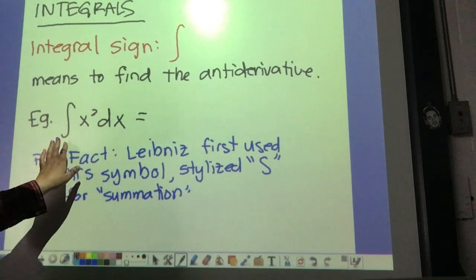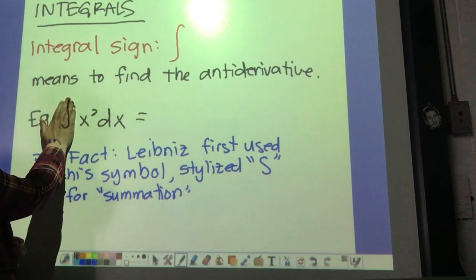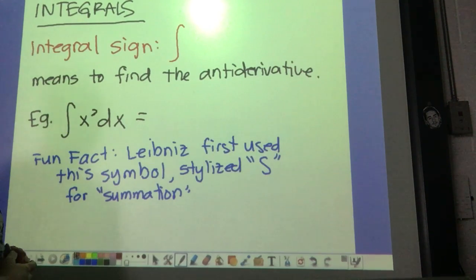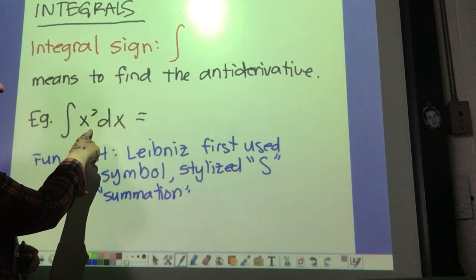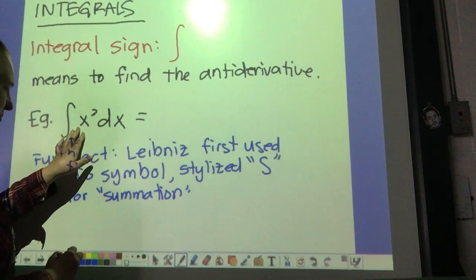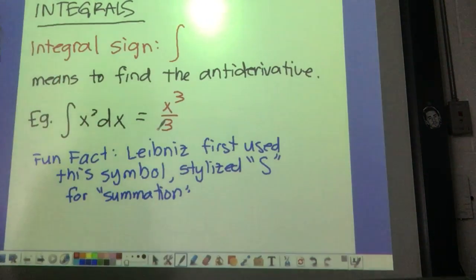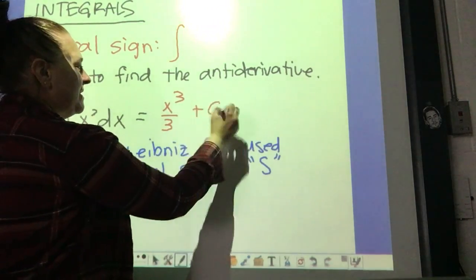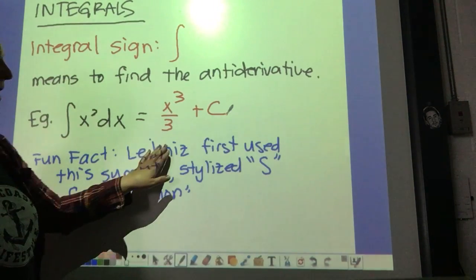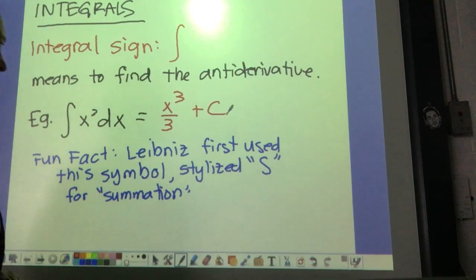Looking at this first example, last lesson I would have said, what's the most general antiderivative of x squared dx? And we would have solved for that. Today, instead of saying find the most general antiderivative, we're just going to use the integral sign, which means the same thing. So the most general antiderivative of x squared dx would be x cubed over 3. And are we done? No, don't forget the plus c. Finding the most general antiderivative is the same as certain types of integrals. I'll clarify that in the next screen.